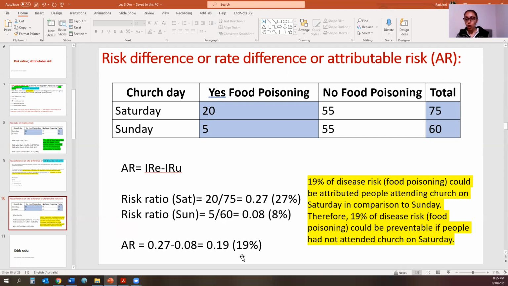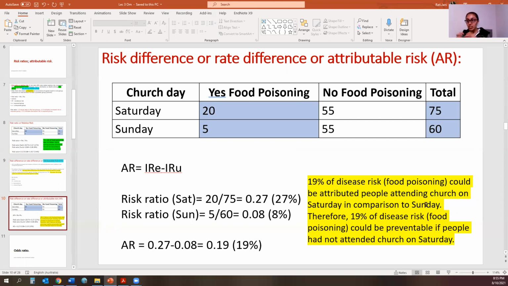Because you are subtracting them, you are comparing the groups by identifying the difference. How would you write something like this? This is how you would write it: 19% of disease risk, and what is the disease over here? It is not disease, but food poisoning. So 19% of disease risk, or a health outcome, I should say, food poisoning, could be attributed to people attending church on Saturday in comparison to Sunday.